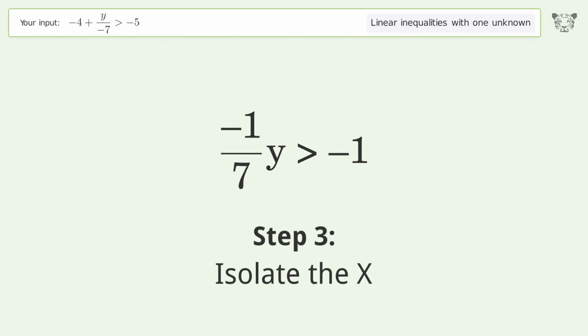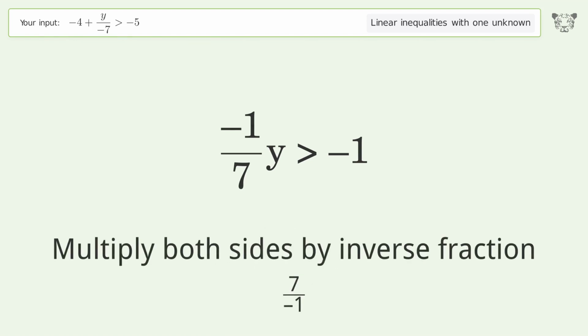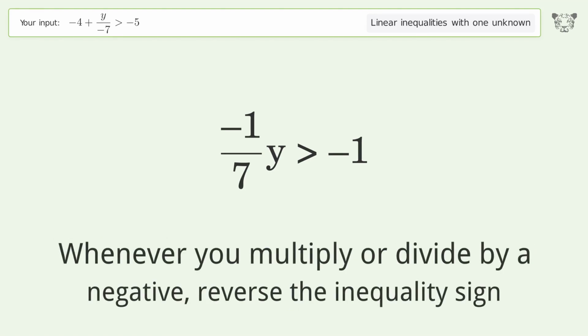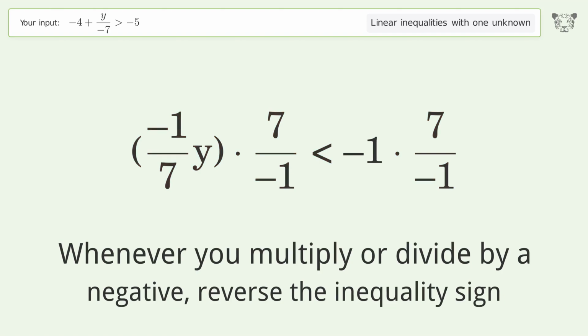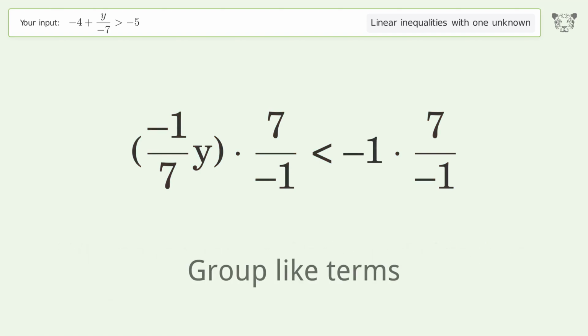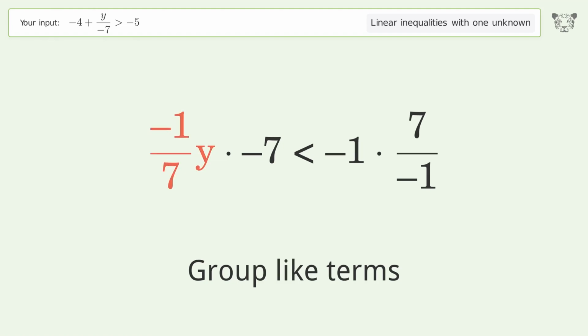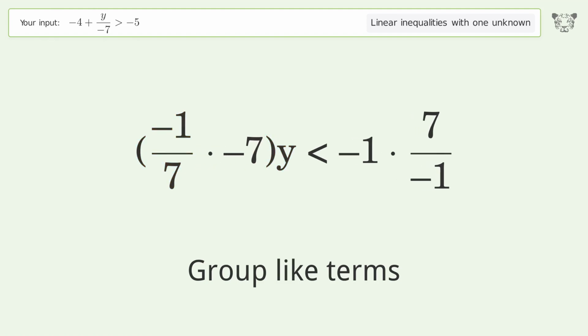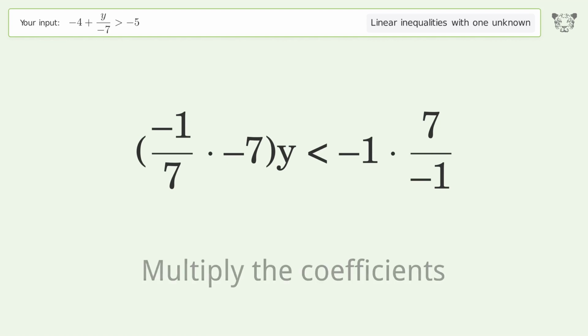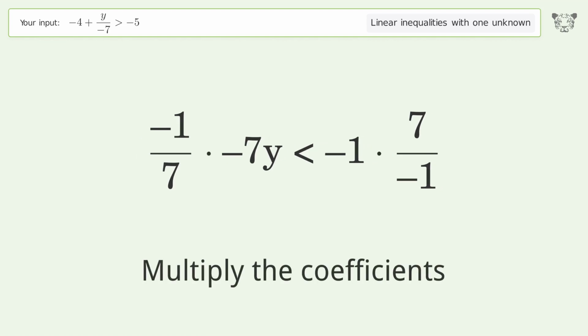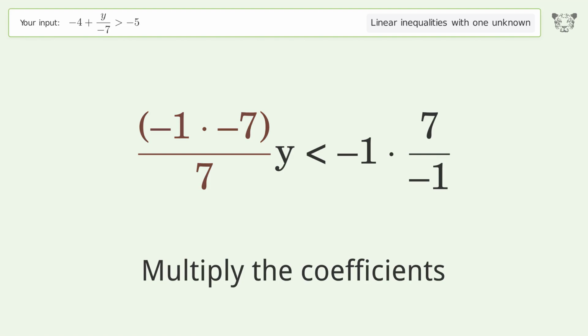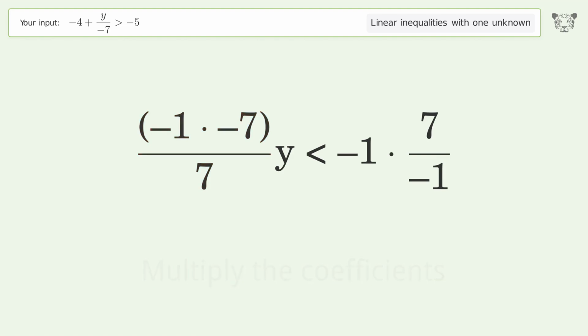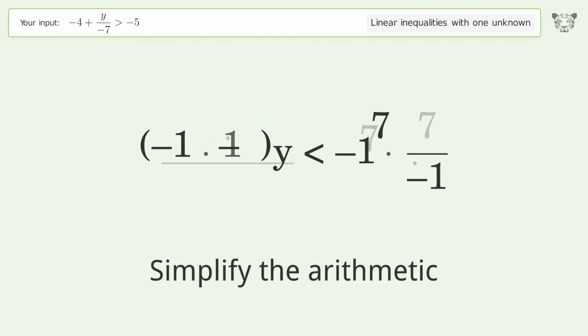Isolate the x. Multiply both sides by inverse fraction 7 over -1. Whenever you multiply or divide by a negative, reverse the inequality sign. Group like terms. Multiply the coefficients. Simplify the arithmetic.